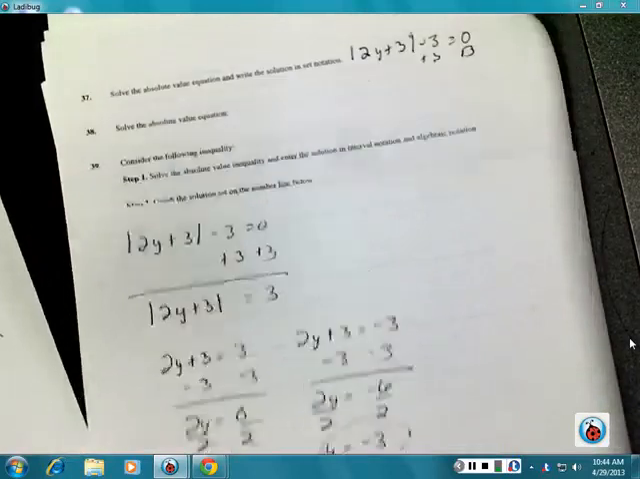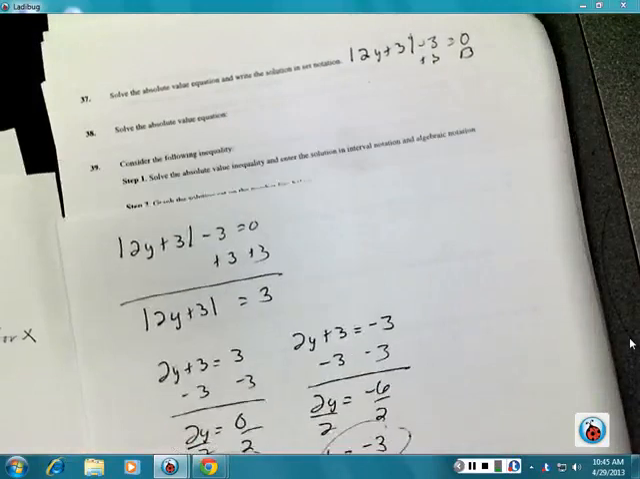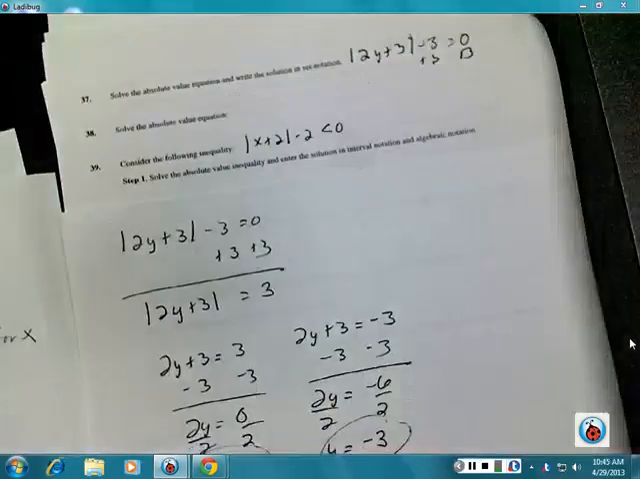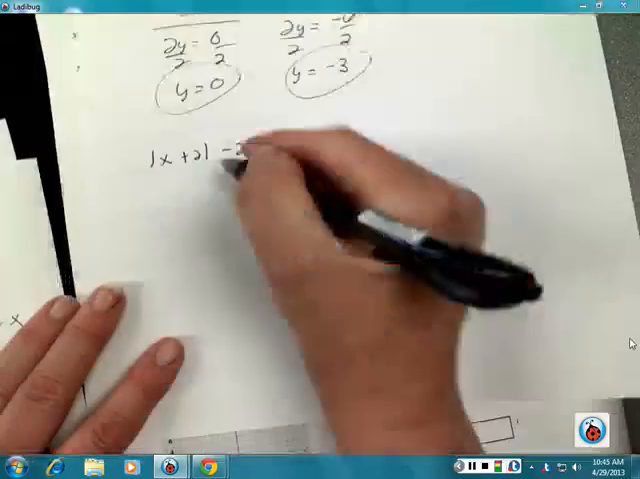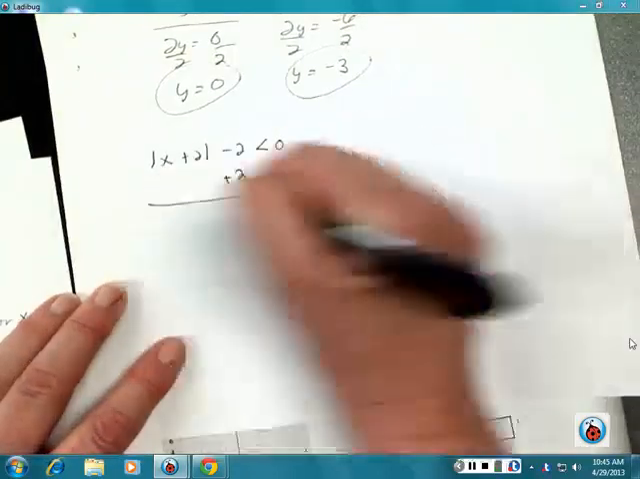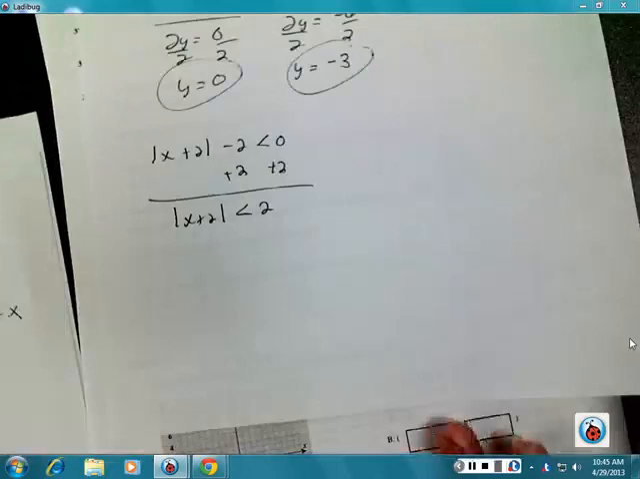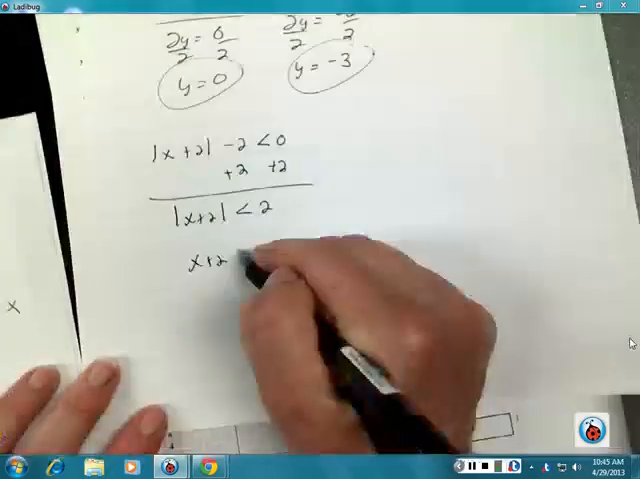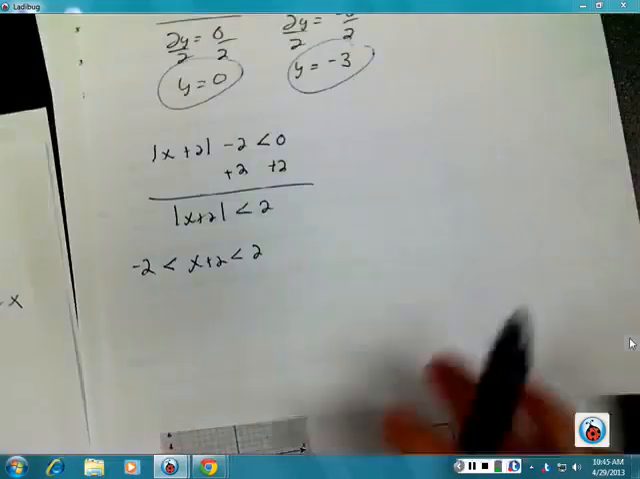I think you can do 38. Yeah, 38 is the same. Now 39 changes. Because in 39 we have the absolute value of x plus 2, minus 2 is less than 0. It becomes an inequality with that one. Because it's an inequality, I need to add 2 to both sides. When I remove the absolute value, x plus 2 is going to be less than 2, but it's going to be greater than negative 2. So you got to do both ends with this one.